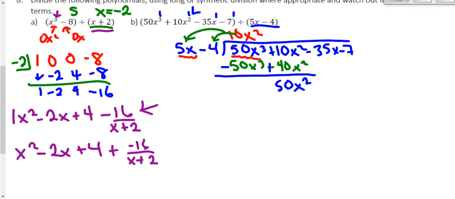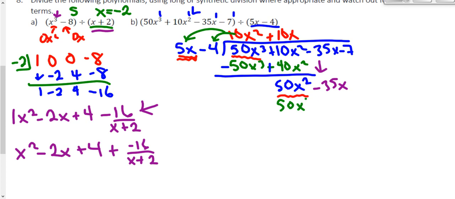I'm going to ask myself, what do I have to multiply 5x by to turn it into this number, 50x squared? And again, I'm going to need a 10 to make a 50, and to make x into x squared, I'm going to need an x as well. Now we're going to do our distributing step just like before. 10x times 5x is 50x squared, just like I wanted. And then 10x times negative 4 is negative 40x.